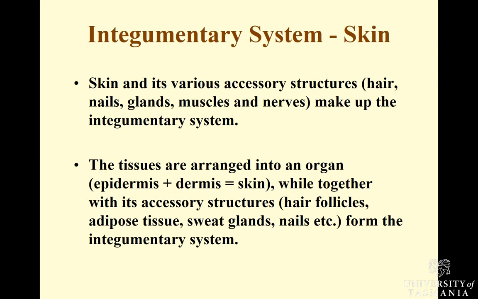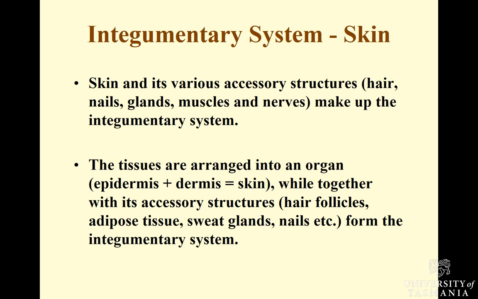So we've just spent the last several weeks looking at the 4 basic building block tissues in the adult that make up the human body. Now we're going to begin to actually look at them in play in terms of organs and systems. And the first system we're going to be looking at is the integumentary system. Now the integumentary system starts with skin and then includes its various accessory structures. So hair, nails, glands, muscles and so on. They all make up this larger system called the integumentary system.